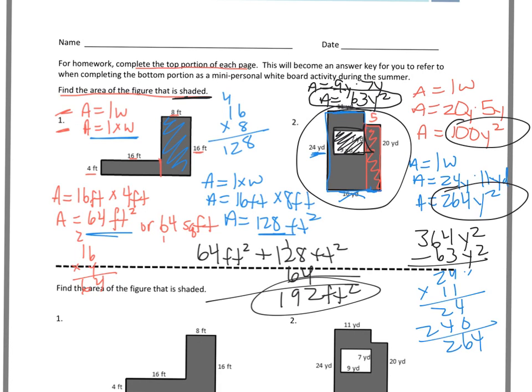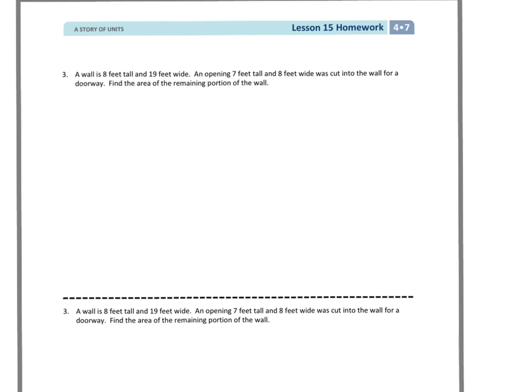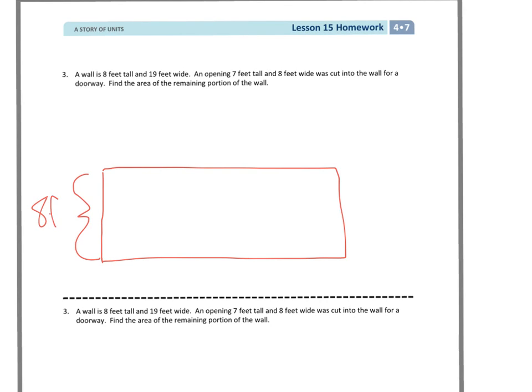Let's take a look at page 2. On page 2, I'll do number 3 here at the top. I'll get you started with a drawing. A wall is 8 feet tall and 19 feet wide. So I'm going to draw a wall, and I'm assuming it's rectangular. And I see that this is 8 feet, and this right here has to be 19 feet.